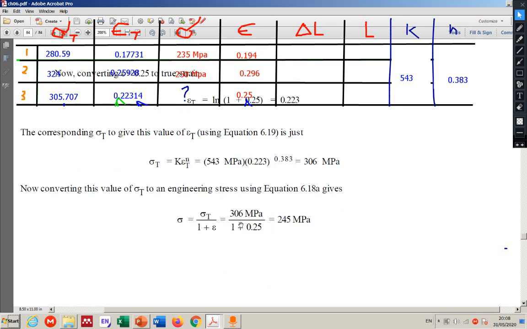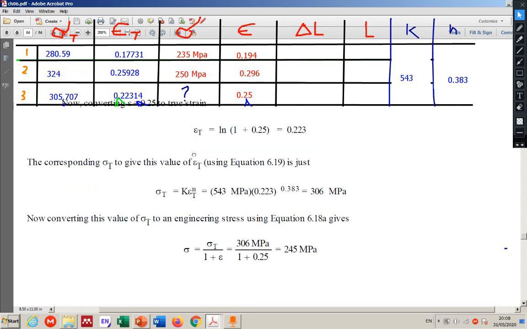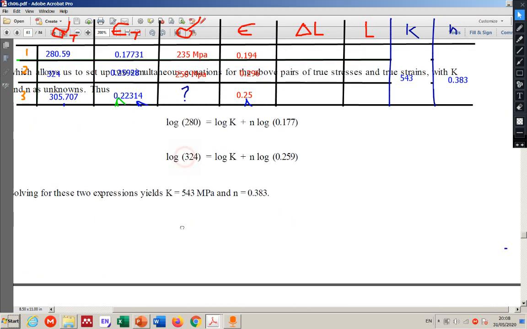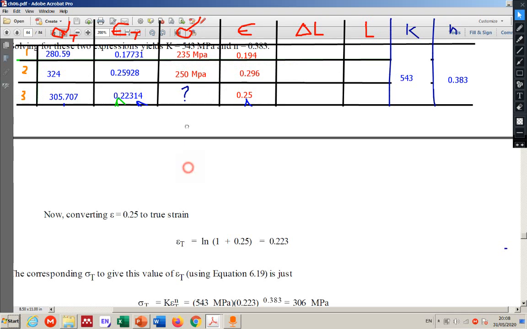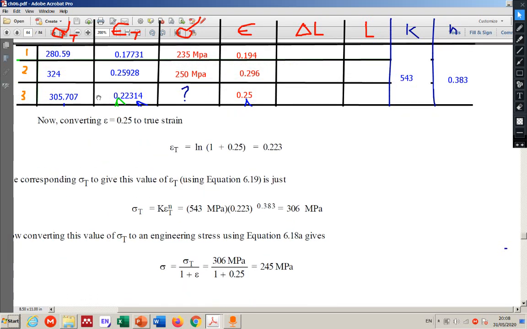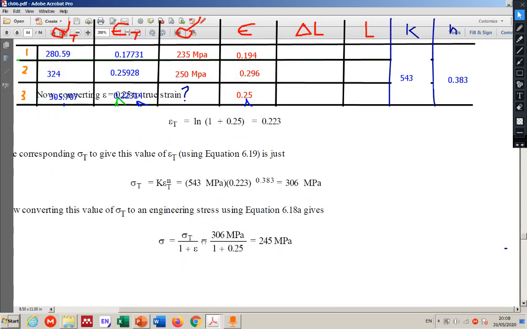Then using the equation that we know, the true stress is equal to engineering stress times 1 plus engineering strain, and that's going to give me 245. I believe I didn't find the values here because I have this one now. Bring it there with the 1.5, and you can find the final answer will be 245 megapascal.